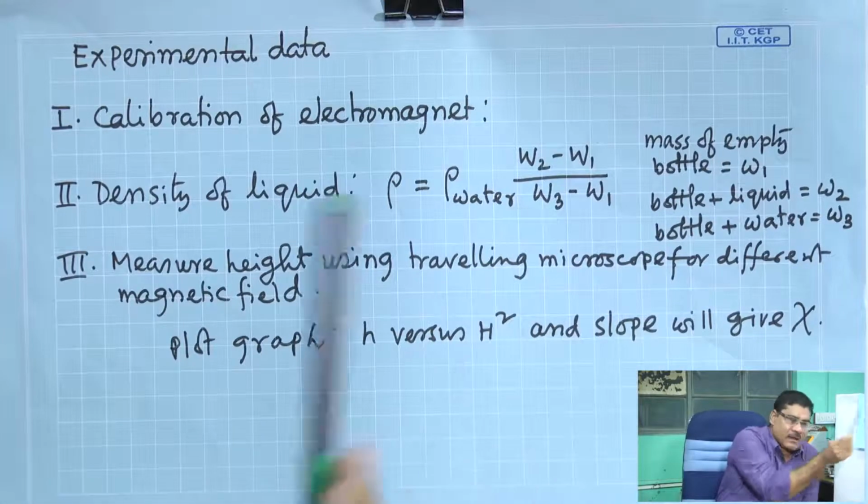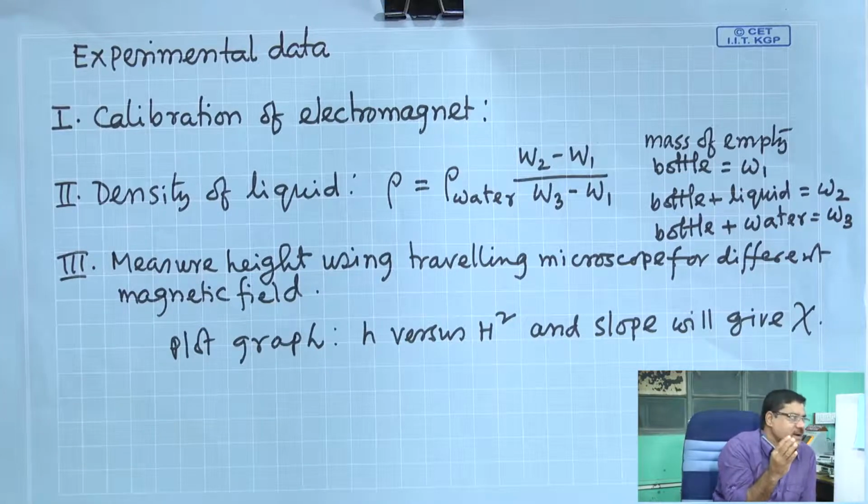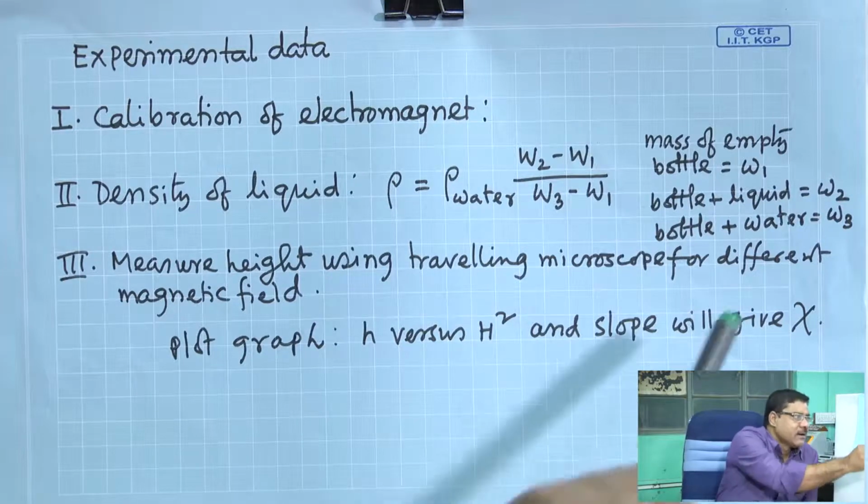In the slope, chi and other constant parameters will be there. Those constant parameters are known, so we will be able to find out chi.